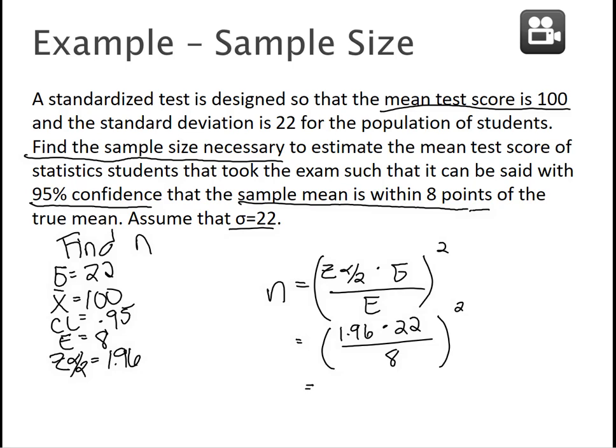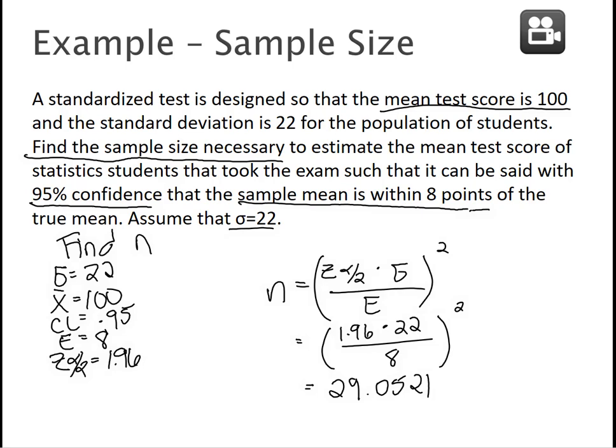Now notice that in the calculator, I'm going to put 1.96 times 22 divided by 8. I'm going to put the whole thing in parentheses, and then I'm going to square it, because I want to make sure the calculator squares everything. Otherwise, it's just going to square the number that's closest to the exponent. And I get 29.0521.